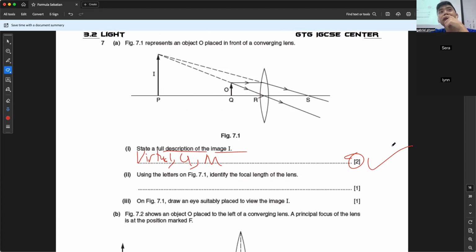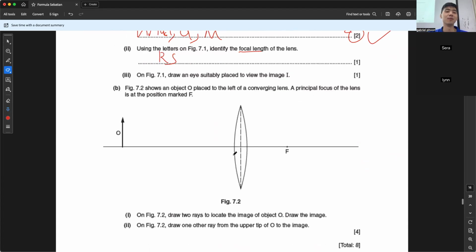It doesn't matter what the order is. Then after that, the next part here, they ask you to find the focal length. What's the answer for the focal length? Very good. It's R to S, because it's always from the optical center to the focal point. Excellent. Then next, we come to this drawing here, which is literally 3 marks.